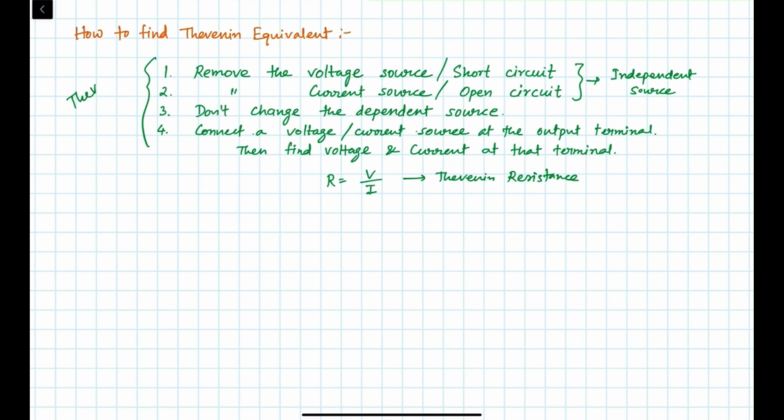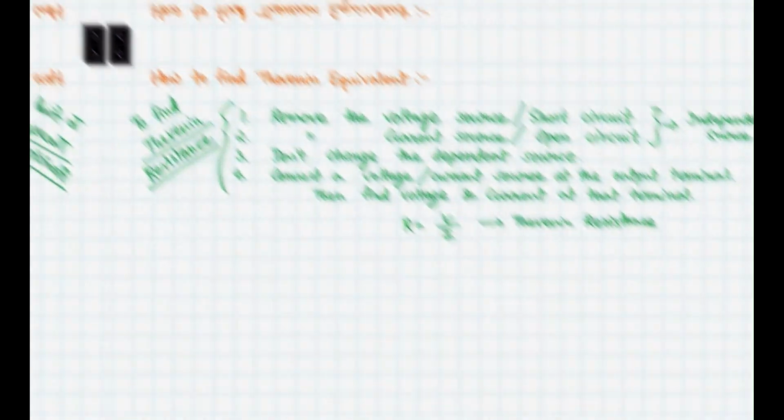In case you have a dependent source, don't do anything with the dependent source, leave it as it is, but you have to remove the independent sources, okay. Then connect a voltage source or current source at the output terminal where we are finding that Thevenin equivalent, and then you have to find the voltage and current from that terminal, and then you will use R is equal to V upon I, and you will get the Thevenin resistance. Now you will have a better understanding when we solve the problem.